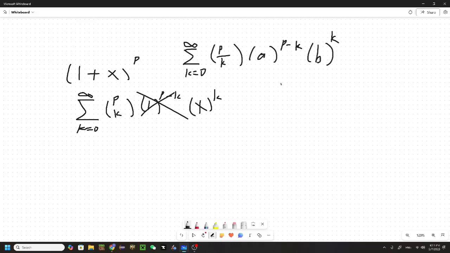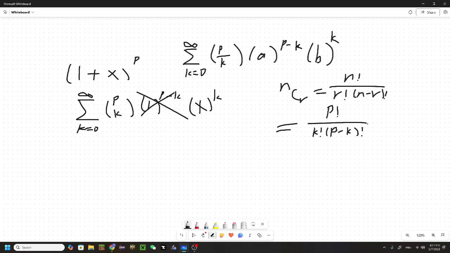Okay, so now let's focus on the n choose r part. In the formula booklet it says n choose r equals n factorial over r factorial times n minus r factorial, something like that. And we can simplify this by plugging in the p and the k. So the p will go in the n place and the k will go in the r place. But the key thing is we have to plug it in strategically. So what that looks like is p factorial over k factorial times p minus k factorial.